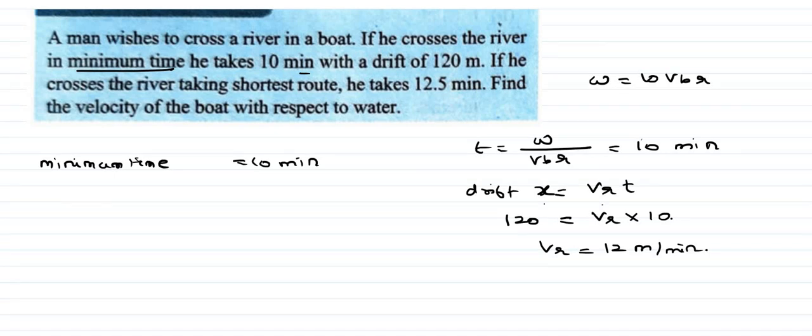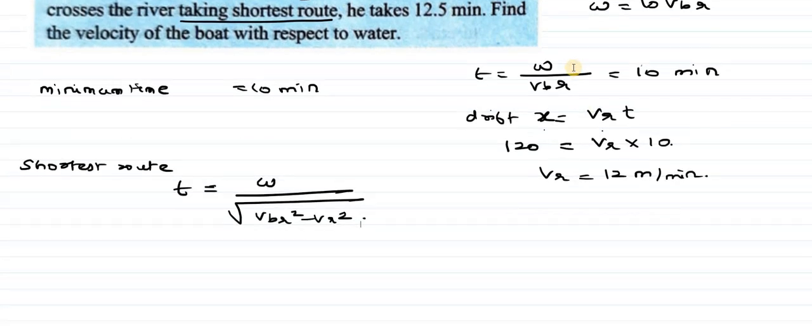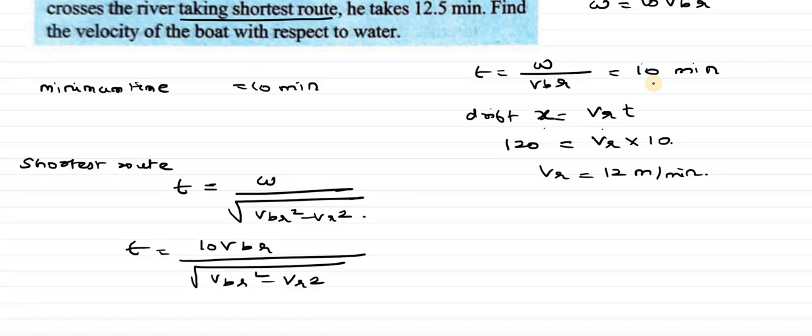So now next is what? Next is, if he crosses the river taking the shortest route. Shortest route means what? Shortest route means drift is 0, right? Drift is 0, so time taken is width by under root VBR square minus VR square, correct? So now I need VBR, right? Here I know W is 10 VBR. So T can be written as 10 VBR divided by under root VBR square minus VR square. Bring this side.